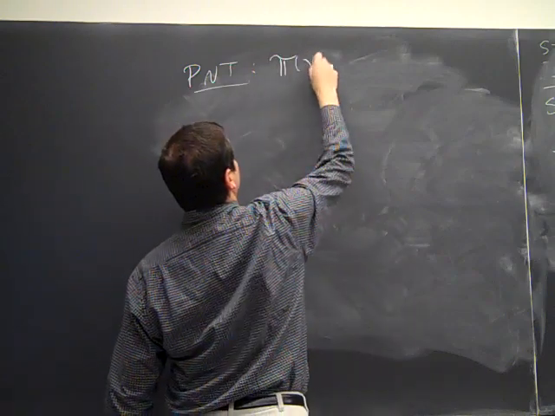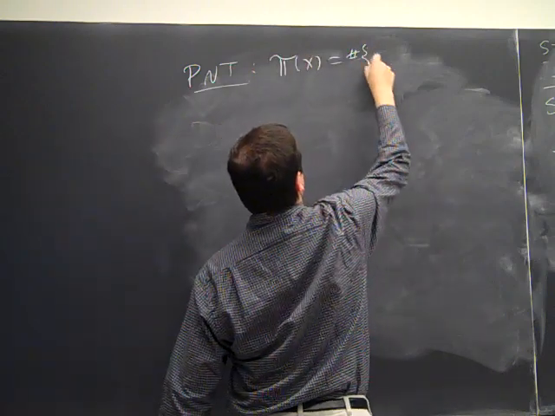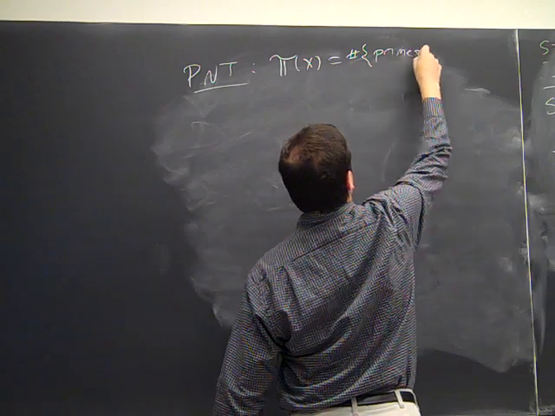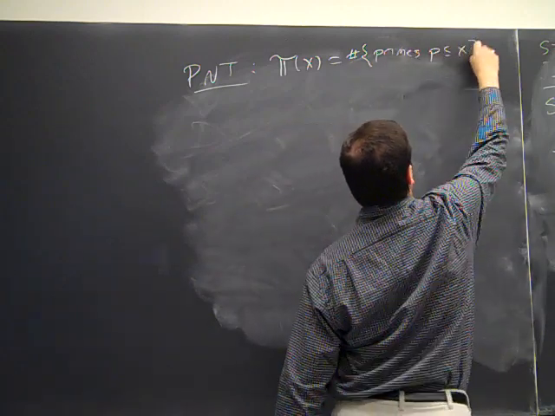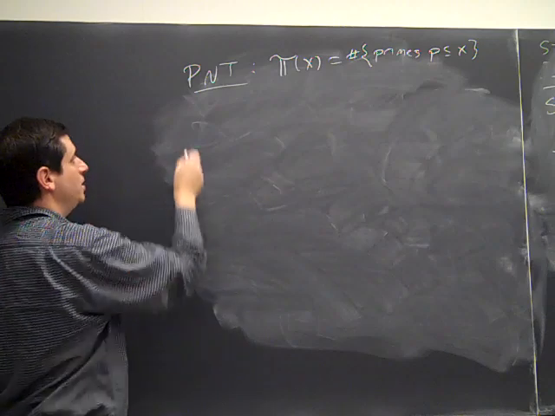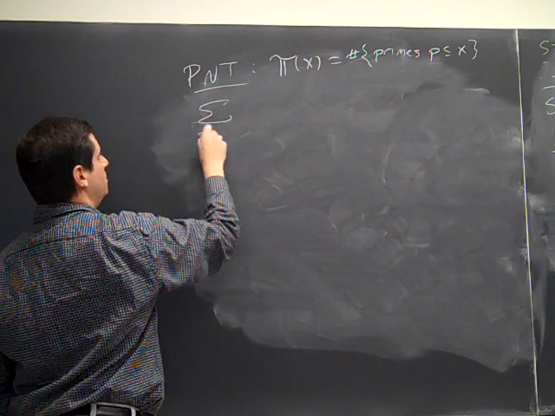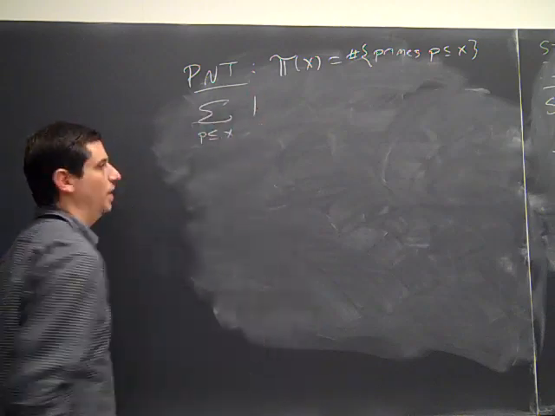So pi of x is the number of primes p less than or equal to x. So I can write that as the sum over p less than or equal to x of 1.